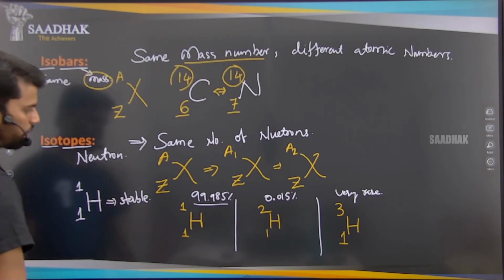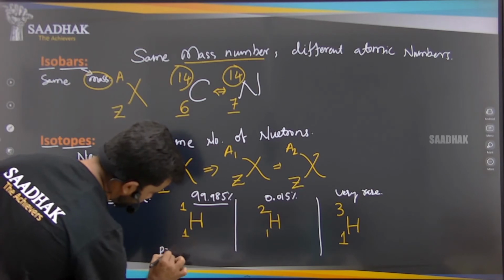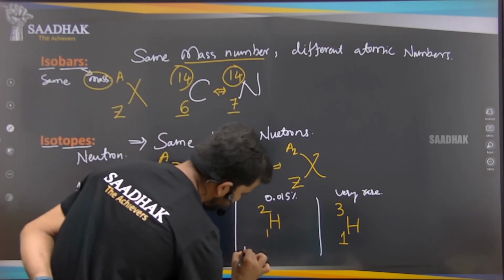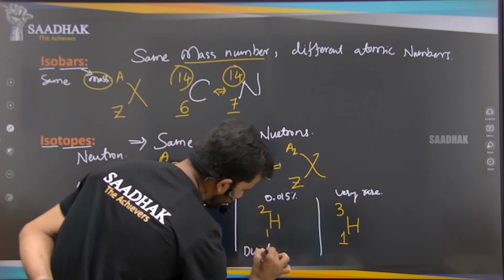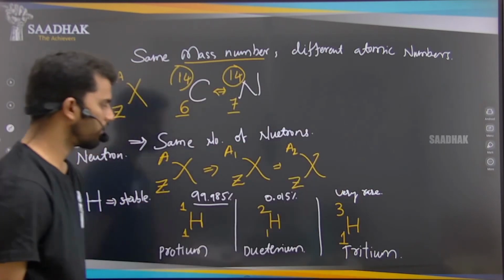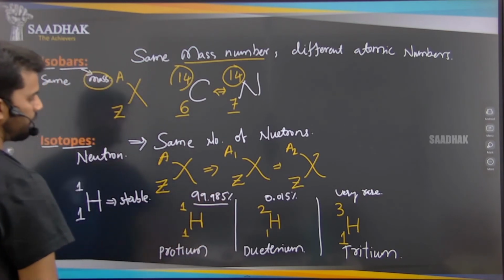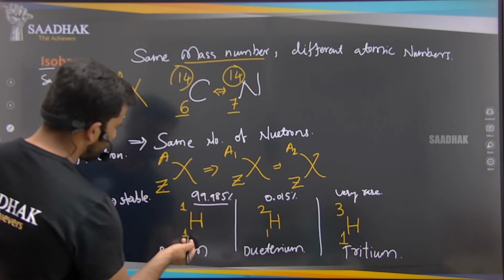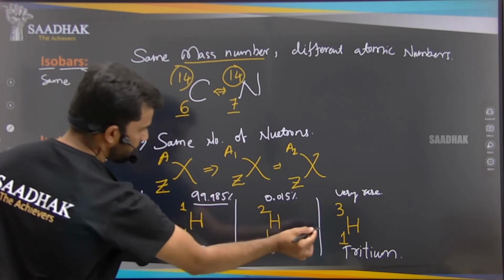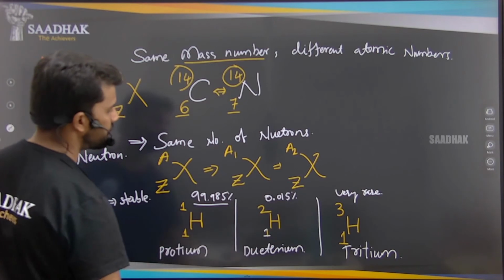Okay, so this isotope is called protium, and this isotope is called deuterium, and this isotope is called tritium. Now how are these isotopes formed here? If you can see here, this is Z, so Z will be the same, so we are not bothered about Z here. Now how are these numbers changing here?